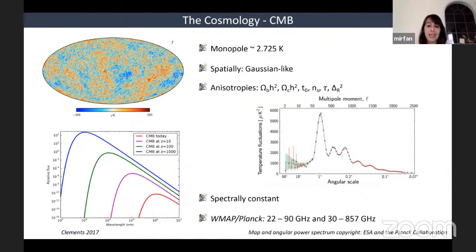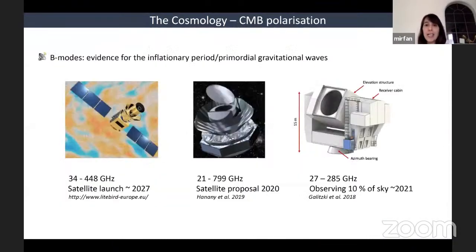We have satellites like WMAP and Planck, which have been measuring across the gigahertz frequency ranges. The CMB is also polarized. The CMB has 2 kinds of polarization: there are E modes, and there are also B mode polarizations. E mode polarizations come from scalar perturbations at the beginning of the universe, whereas B mode polarizations come from tensor perturbations, so things like primordial gravitational waves. Detecting B modes has been called the smoking gun of the inflationary period, so a lot of CMB cosmologists are very interested in detecting B modes for the first time.